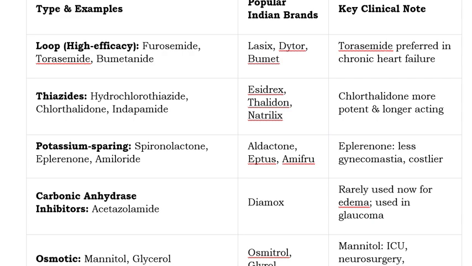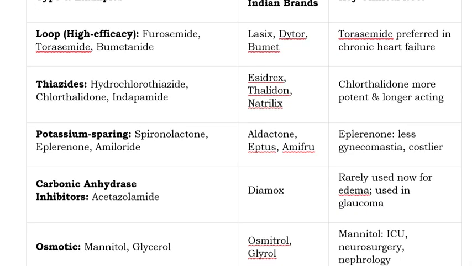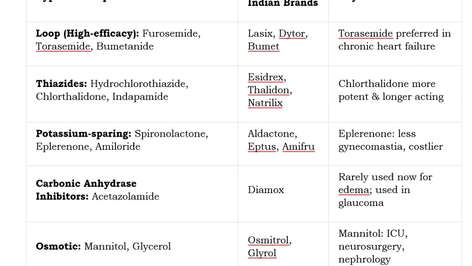Got it. Combination therapy. Next up are the potassium-sparing diuretics. The name itself gives a clue, right? Exactly, it does. Examples here include spironolactone or Aldactone, eplerenone, known as Eptis, and amiloride, or Amifru. One important difference: eplerenone tends to cause less gynecomastia, that's breast enlargement in men, a potential side effect of spironolactone. Oh, right. That can be an issue. It can. But eplerenone is generally more expensive, and spironolactone, as we've already said, is really important for managing ascites.